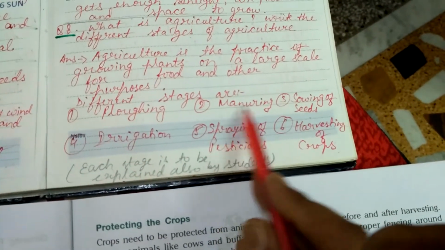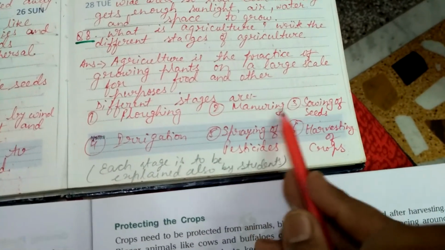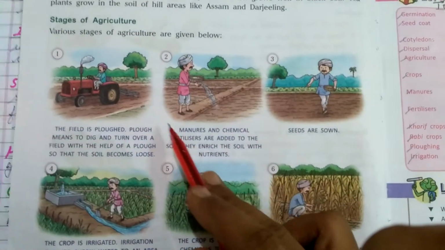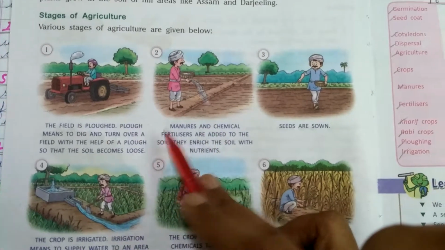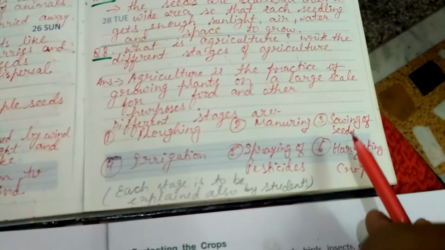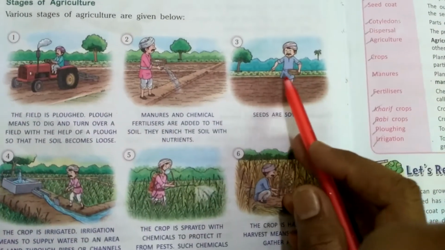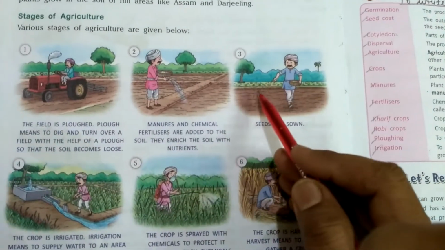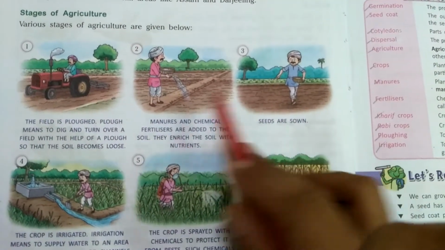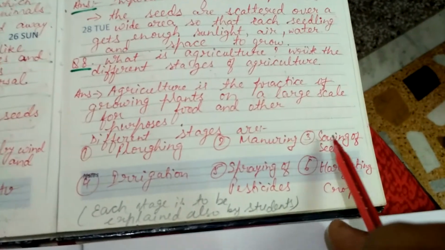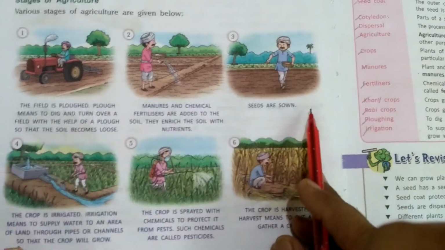In the second stage, the stage name is manuring. So along with writing manuring, you have to write this explanation also. Now the third stage is of sowing of seeds. Simply, the seeds are sown. This farmer is spraying the seeds in his agricultural field. After these two stages, the third stage is sowing of seeds. So with that, you have to only write seeds are sown.